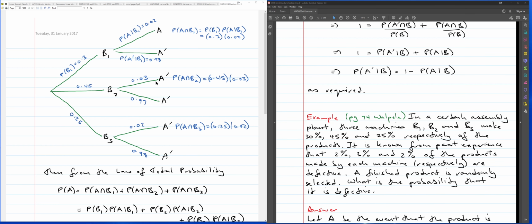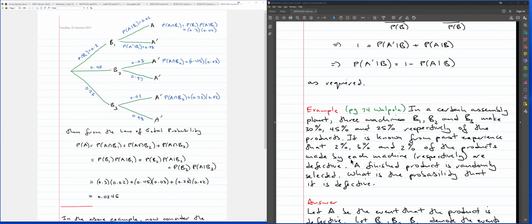For B2, the probability of it being not defective, remember this should be an A over here, sorry, the probability of it being defective given that it was made by machine B2 is just 0.03. And likewise over here, the probability of it being defective given that it was made by machine B3 is 0.02.